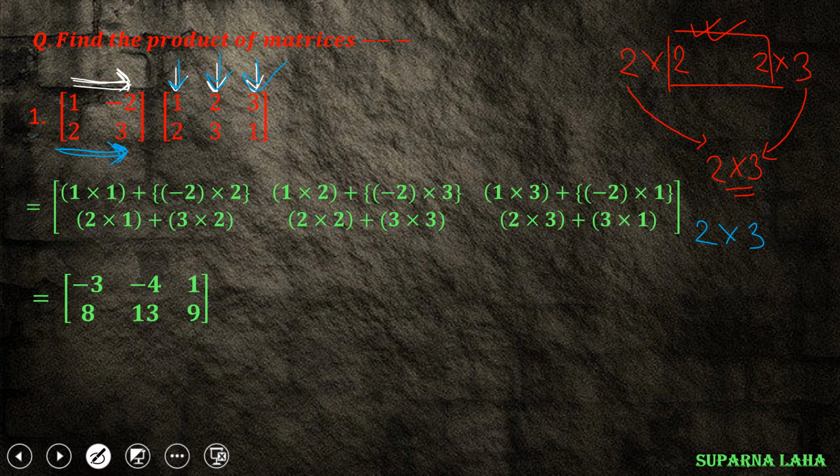Okay, clear? So, row-column format you just need to remember: from left to right is width, up to down is height. So, let us solve some more problems.